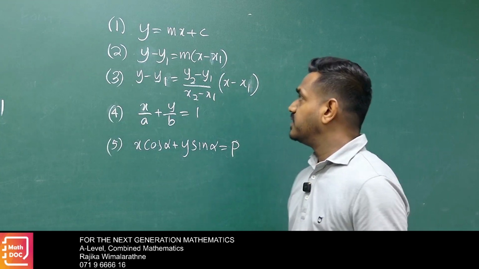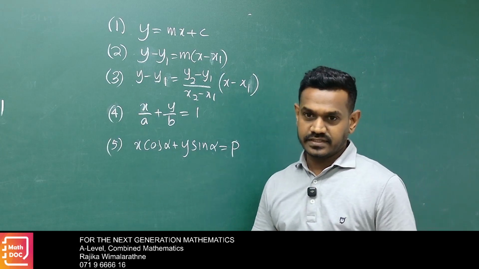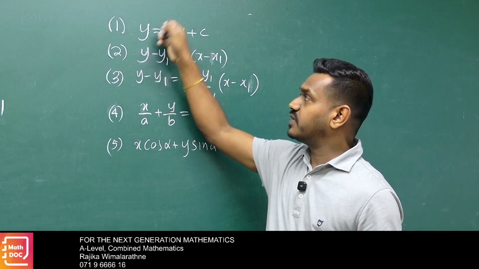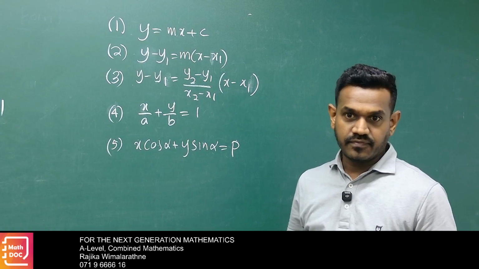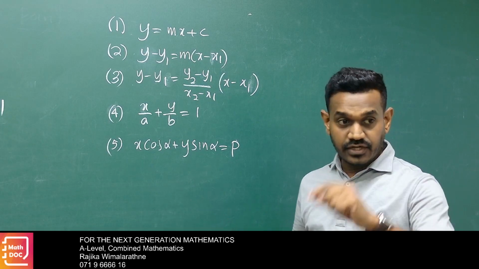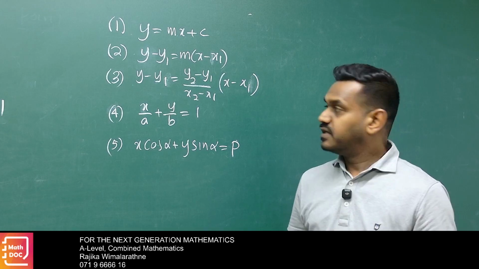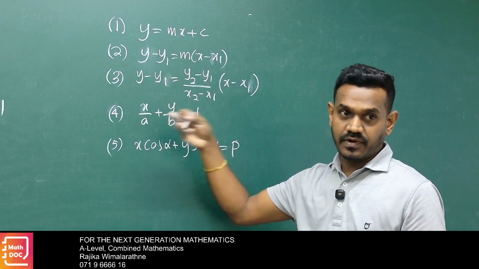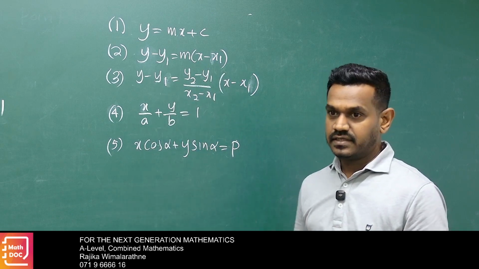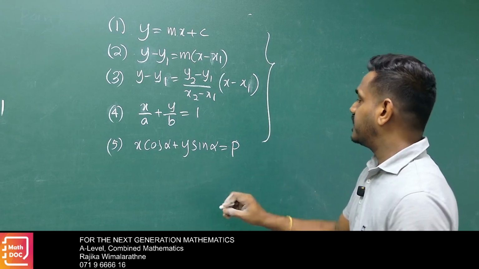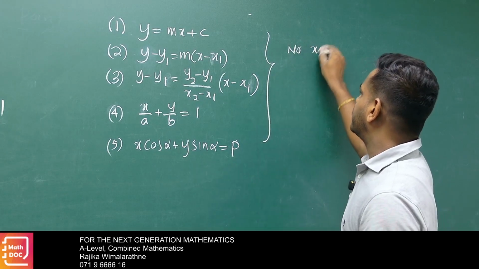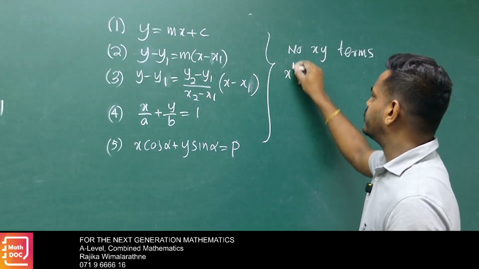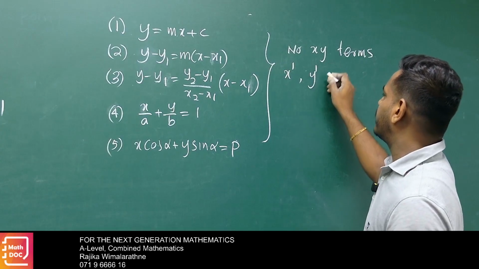So when you think about these equations, all are x to the power 1 relations, no? y to the power 1 relations. All are x to the power 1, y to the power 1 relations. We can't see any xy term, x into y, no? No minus powers, irrational powers, or power 2, power 3, and so on. So we have power 1. Here no xy terms. Okay, only x to the power 1 and y to the power 1 terms are contained.